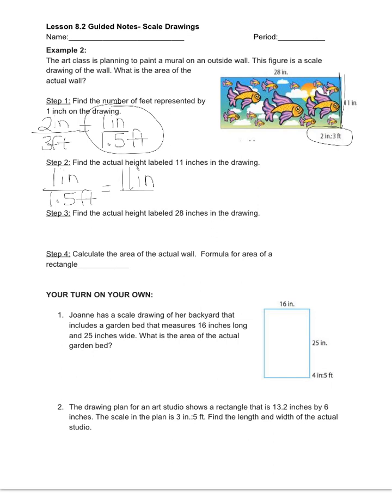So from 1 to 11, I multiply by 11, and what I do to the top, I do to the bottom, and 11 times 1.5 is 16.5 feet. So the actual dimension of the 11-inch wall in the drawing is 16.5 feet. So now, knowing that our whole goal is to calculate the area, we need to have both dimensions. So now I need to figure out how long this 28-inch wall is.